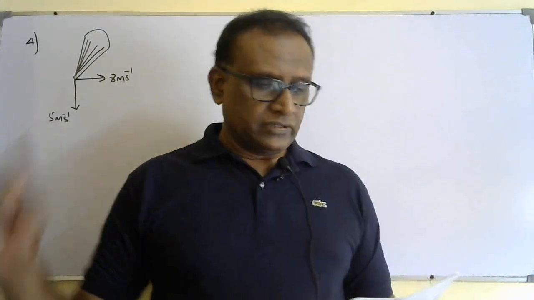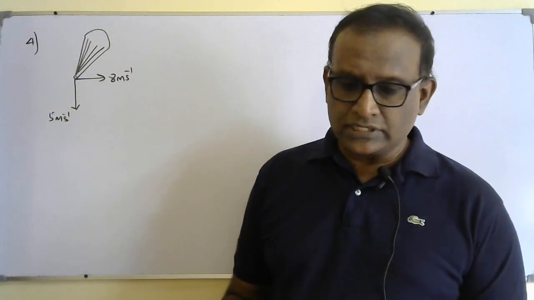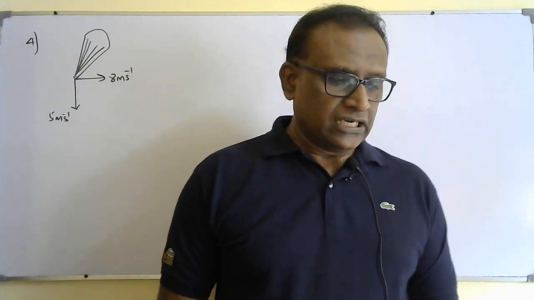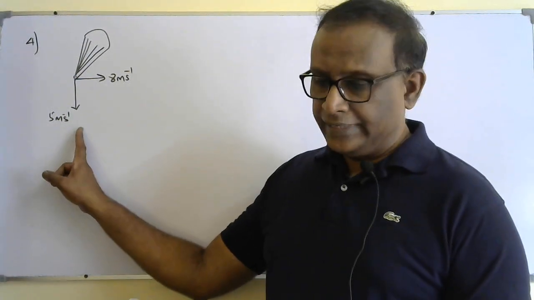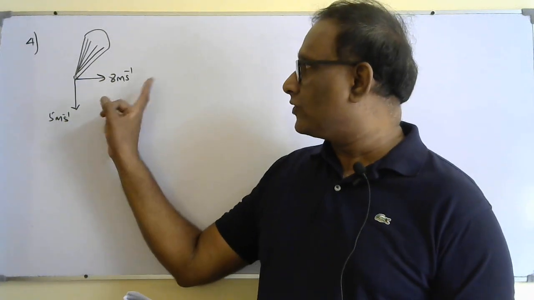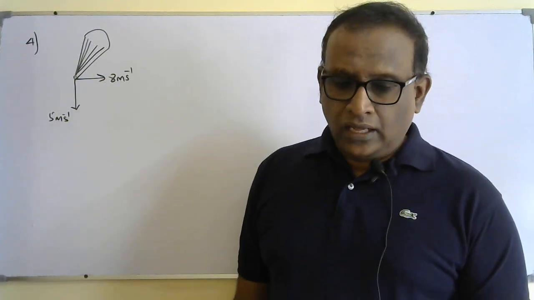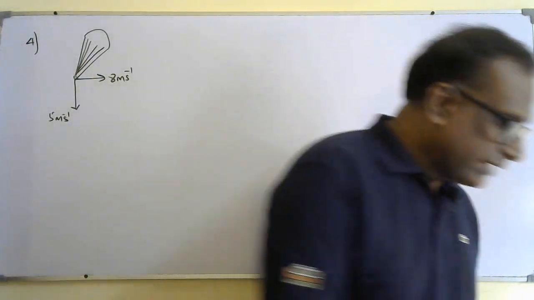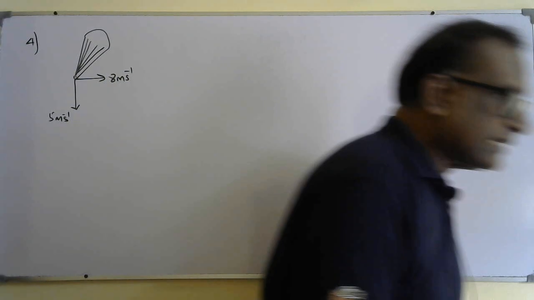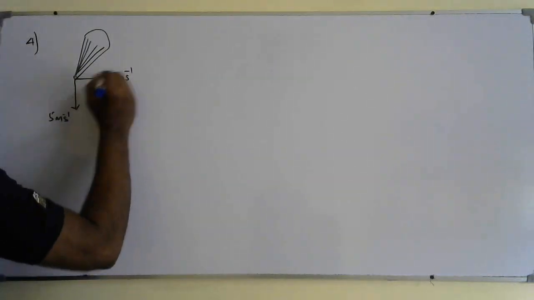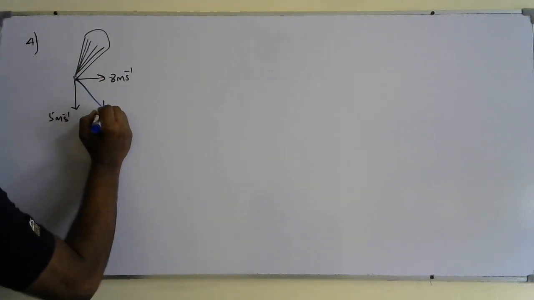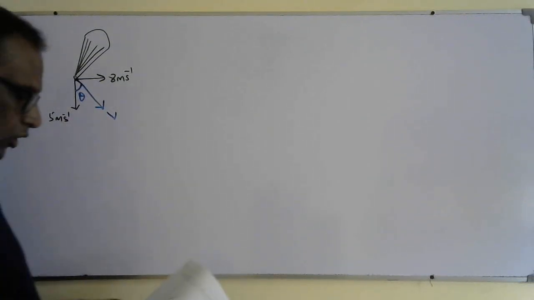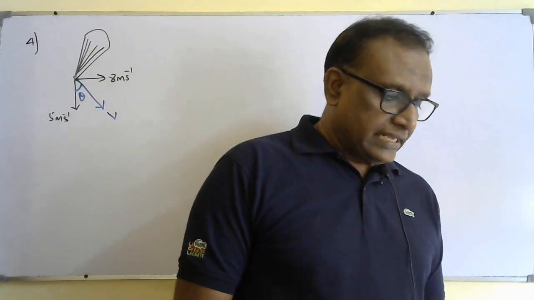Okay, question number 4. This diagram is given. The diagram shows a student during a parachute jump on a windy day. The vertical component of the velocity is 5 meters per second and the horizontal component of velocity is 8 meters per second. She descends at an angle of theta to the vertical. That means the resultant velocity of these 2 components, V, makes an angle theta with the vertical. So we need the magnitude of the velocity and the angle.